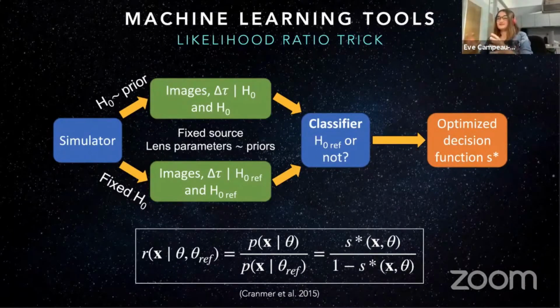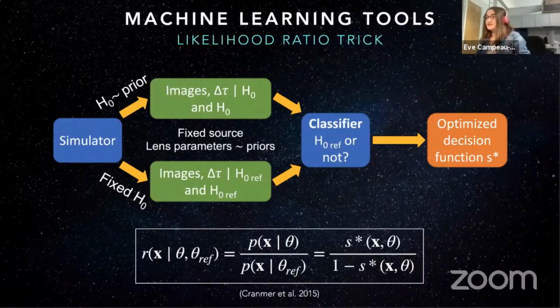We have a simulator that produces images and time delays from some lensing parameters and the value of each H-knot. So we use it to create 2 data sets. The first one has images and time delays that were produced with an H-knot value that was drawn from a distribution at each simulation. In the other set, all the simulations share the same value of H-knot.